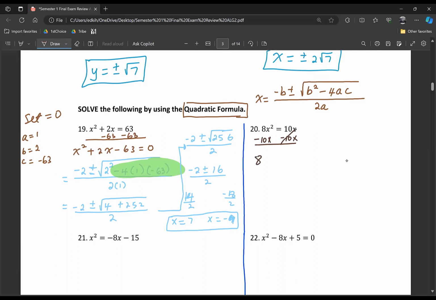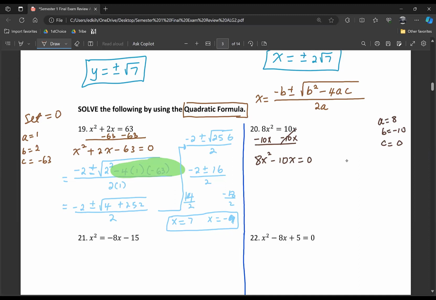So we end up having 8x squared minus 10x equals 0. Now, since we are having to use a quadratic formula, our a value is 8, b value is negative 10, and the c value, which you can't see here, is a 0. If you don't see a term, just know that it's a 0. So let's plug this into the quadratic equation.